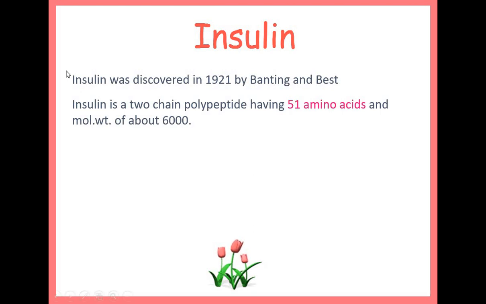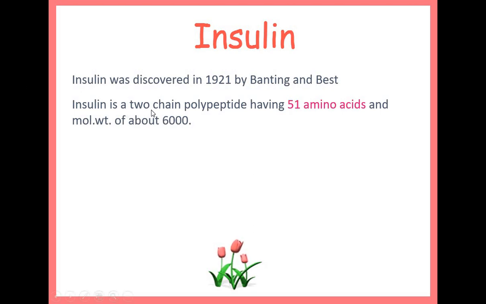So now we are starting with the discussion of insulin. Insulin was discovered in 1921 by Banting and Best. They performed some experiments on dogs and found that there is some hormone from the pancreas which is lowering the blood sugar level, and that's how the discovery was made. Banting and Macleod received the Nobel Prize for this discovery and for this important experiment. So it is a very important hormone.